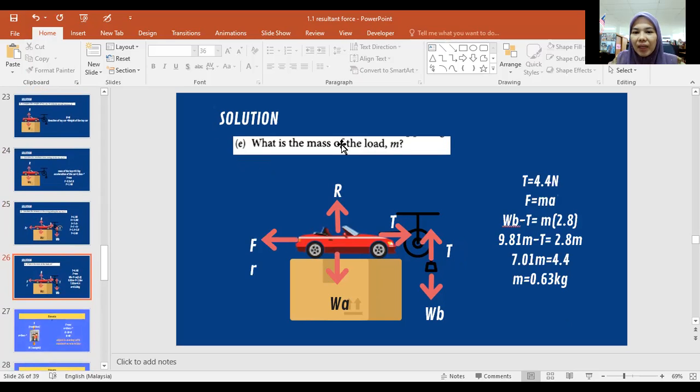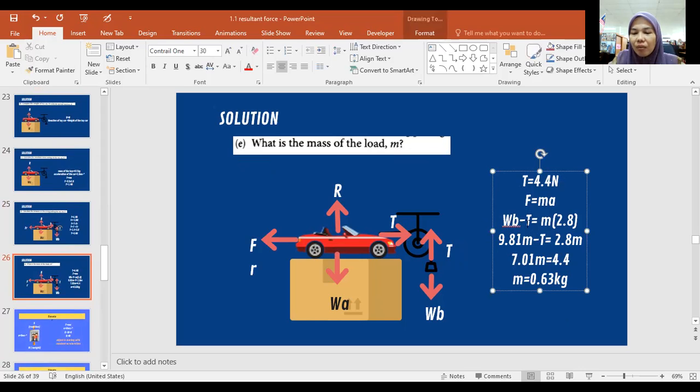Next, what is the mass of the load M? How to find the mass of the load M? Given tension is equal to 4.4 Newton, from the formula of Newton's second law, F is equal to ma. What is WB? WB is the load here. On the load we have two types of force, the vertical forces. We have two forces here.